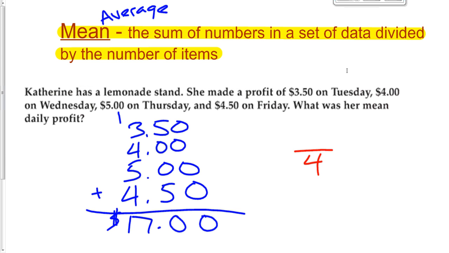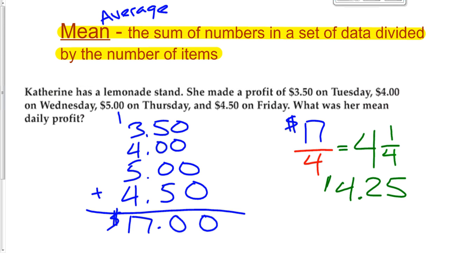And we have to divide this by 4. So $17 divided by 4 days, so we end up getting a decimal here. Now let's see, 4 goes into 17 4 times. We're left with 1/4 left over, so 4 and a fourth is the same as 4.25 as a decimal, or $4.25 for an average daily profit, or mean daily profit. So that's a very simple example of mean.